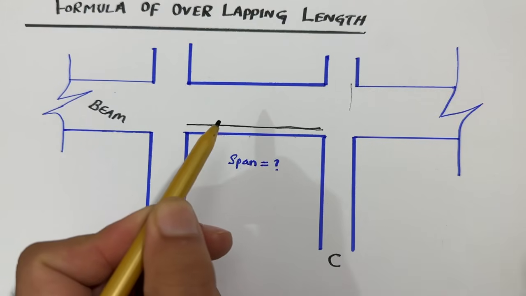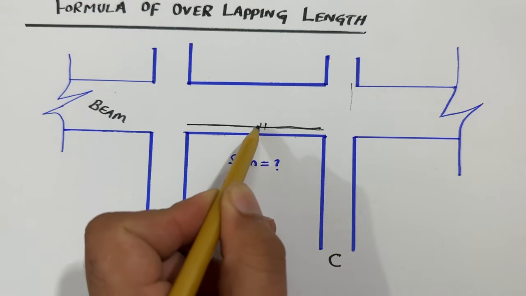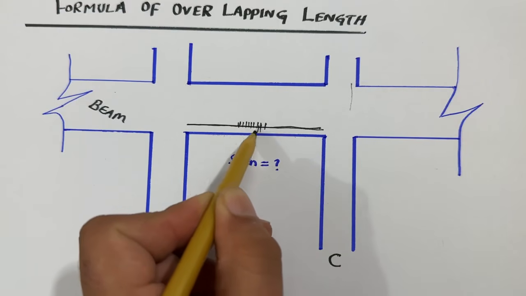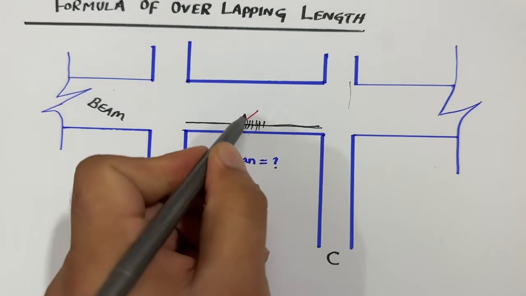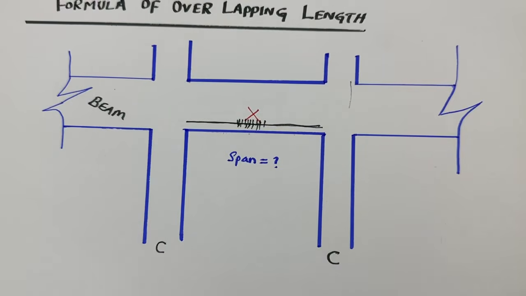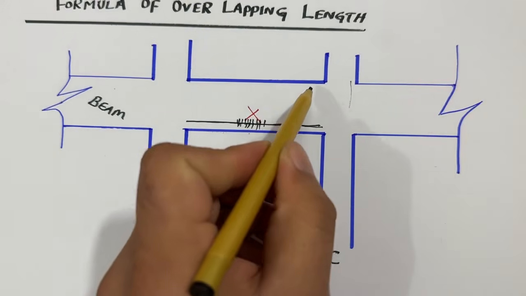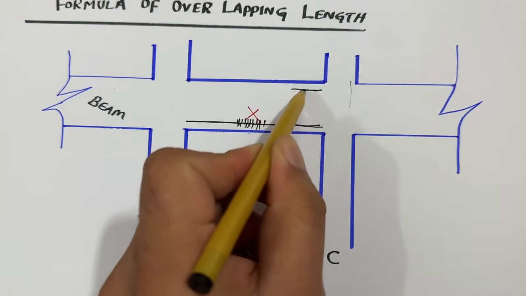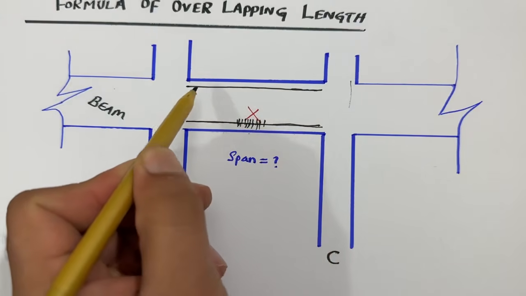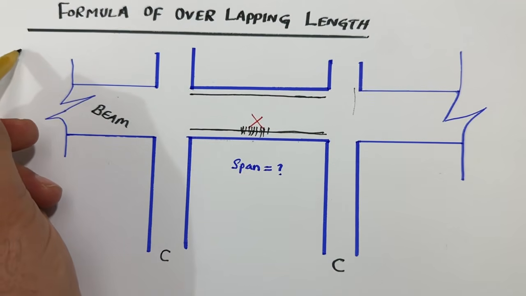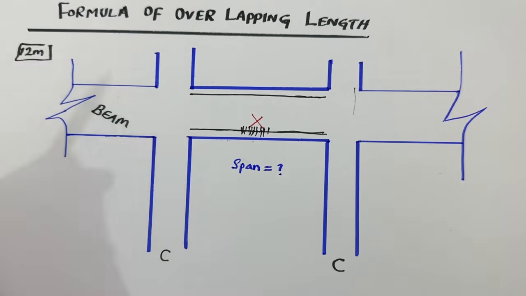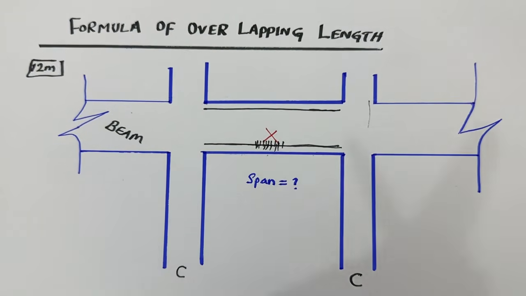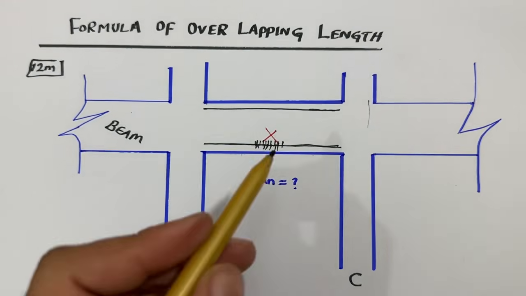If you require to provide the lapping at the bottom, remember, don't provide lapping at the middle. Guys, you can see this is the span, so this is not the place to provide overlapping. But if we require to provide it, because from the factory the steel length is 12 meter, sometimes we require to provide overlapping or lapping length.